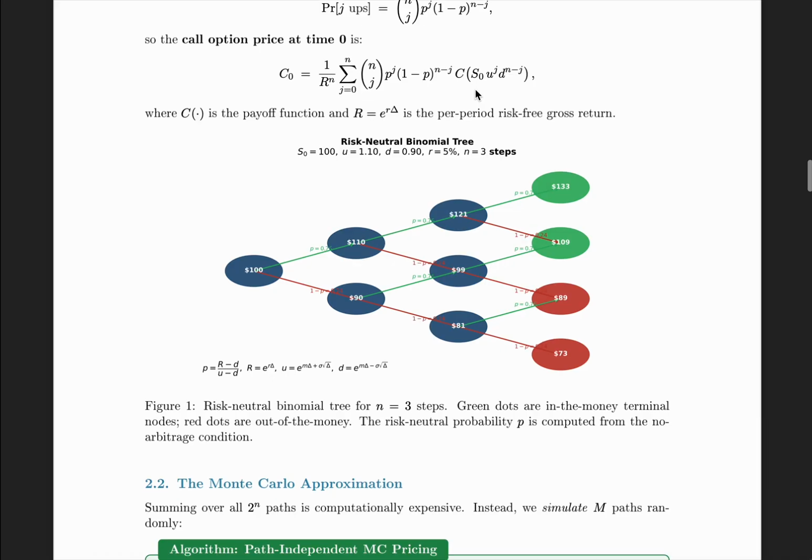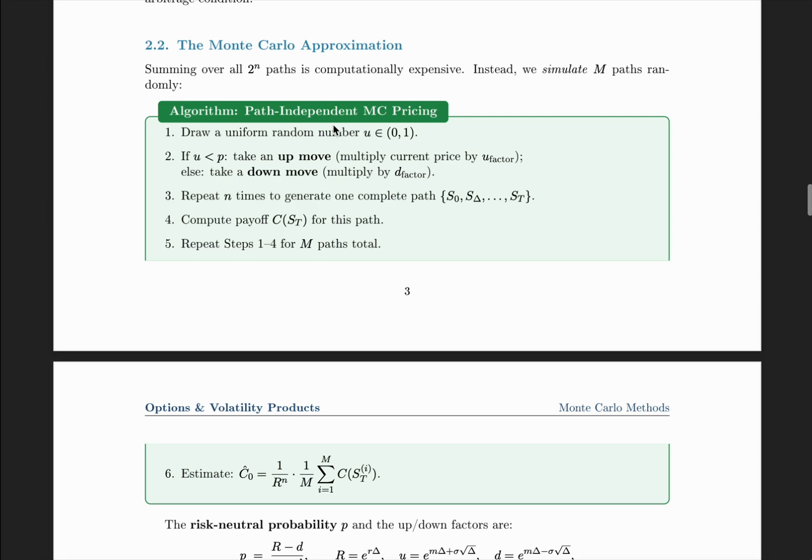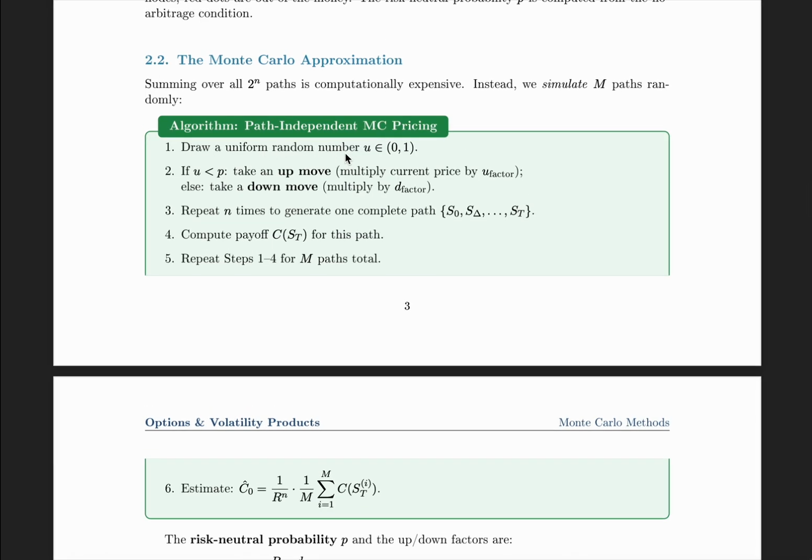So that is how binomial works, and by simply understanding how the binomial model works, we also understand how the Monte Carlo works, because the Monte Carlo approximation is simply, instead of simulating all possible paths, we just simulate a random sample of it, right? So as we can see, we draw a uniform random number between 0 and 1, right? And then if this number is below p, which is our probability of an up move, we go up. If it's above p, we go down, right? We repeat this n times, we get a possible ending stock price.